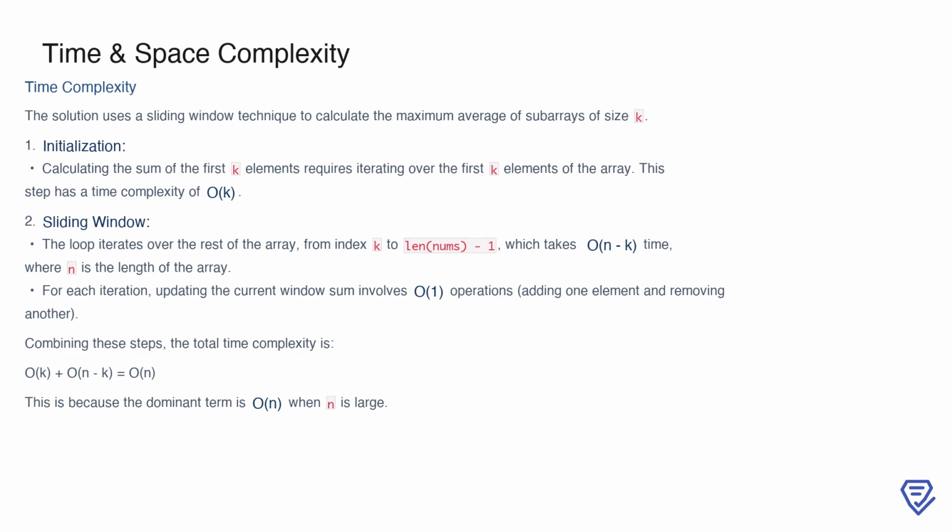Next, as we slide the window across the array from index k to the end, we update the sum by adding the next element and removing the first element of the current window. This update process takes constant time, O(1), for each iteration. Since there are n - k elements remaining after the first window, the sliding operation takes O(n - k) time in total. When we combine both steps, the total time complexity is O(k) plus O(n - k), which simplifies to O(n), as n dominates when the input size is large.